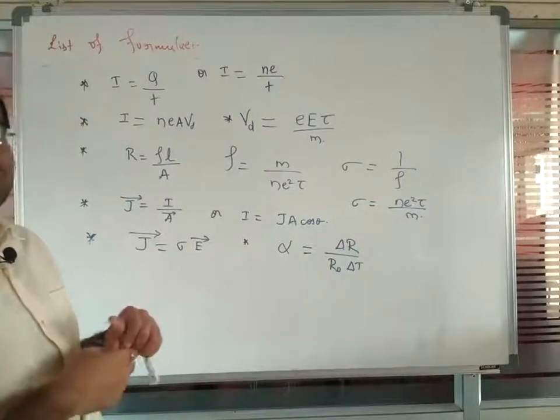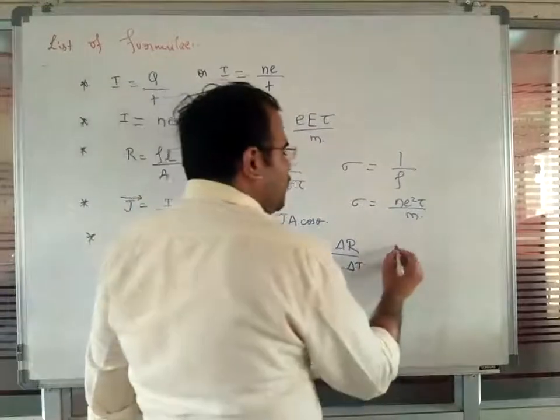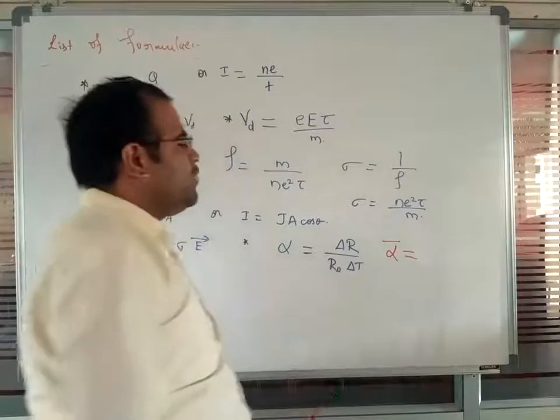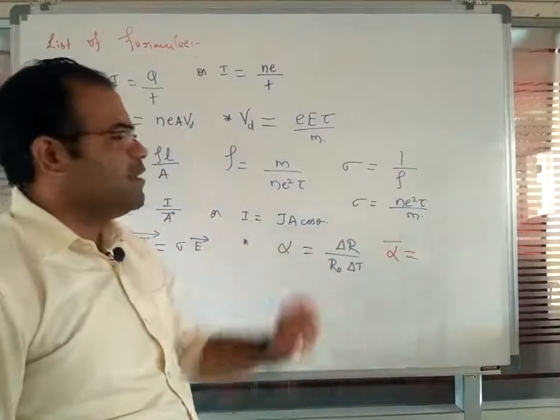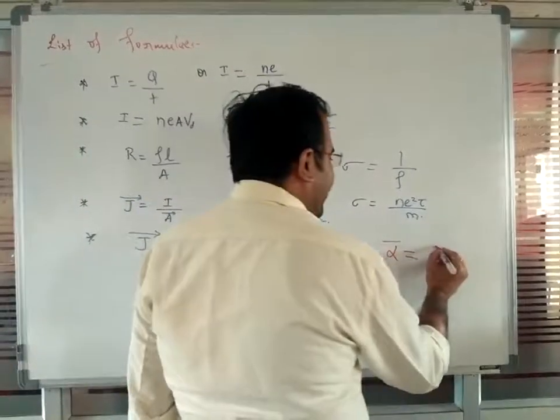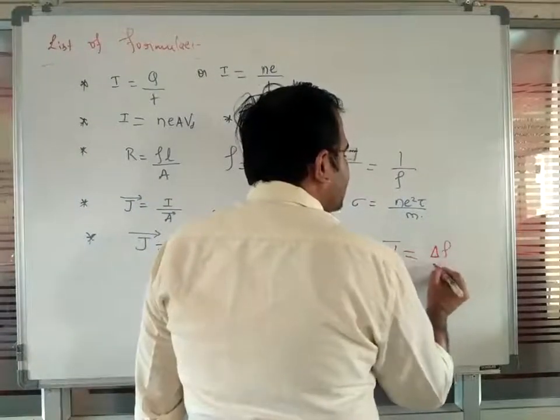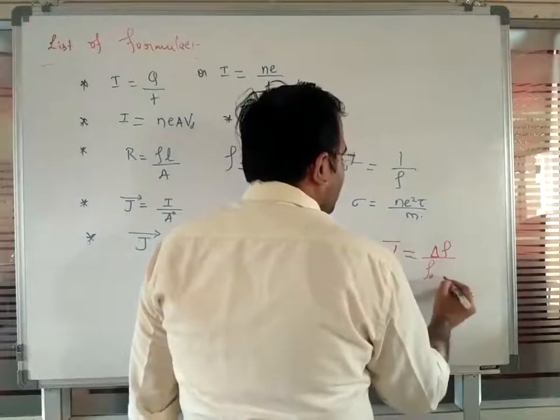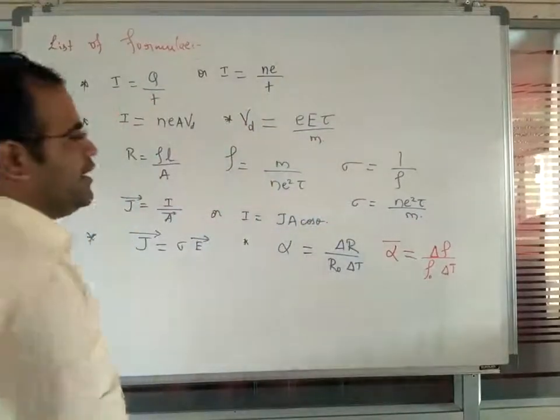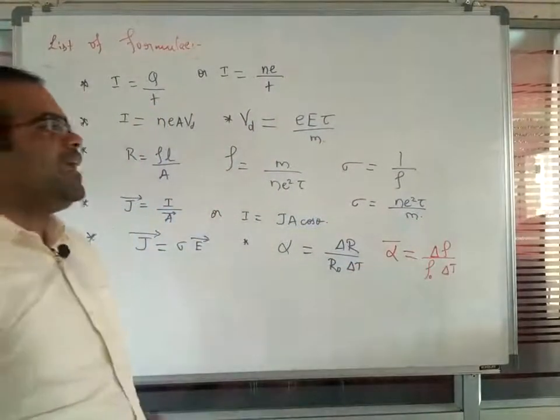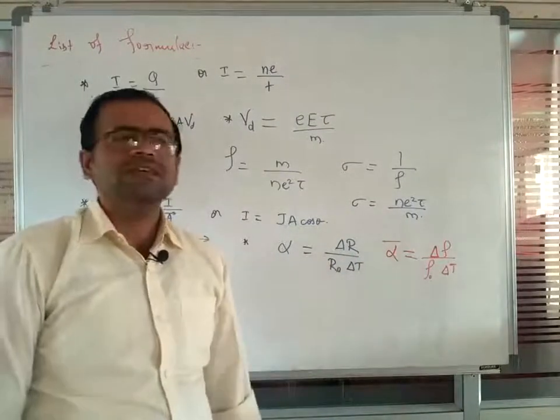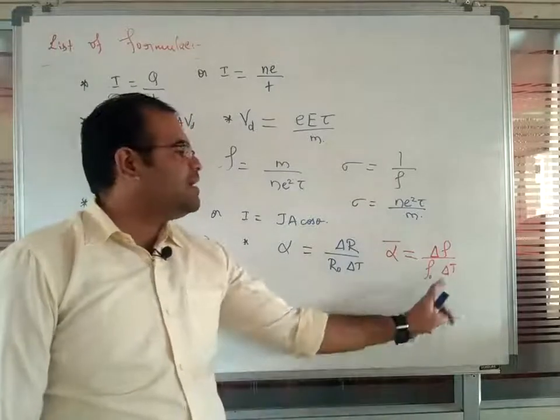The same temperature coefficient we are going to observe for resistivity also. Here we represent it as alpha bar. Alpha bar represents the temperature coefficient of resistivity, so we can write delta rho divided by rho naught into delta T, where delta rho represents the change in resistivity, whereas rho naught represents the original resistivity.